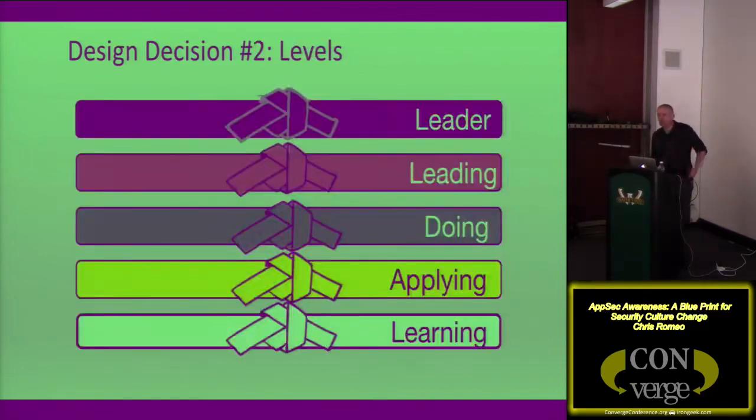Second thing is you have to have levels in this program. You can't just do this as one class because you can't pack enough into one class, and then it gets really long and hard for people to consume. So the idea with levels is we break up the learning and the activity into multiple channels for people to go through. And this is an example of what I do when I use the security belt metaphor.